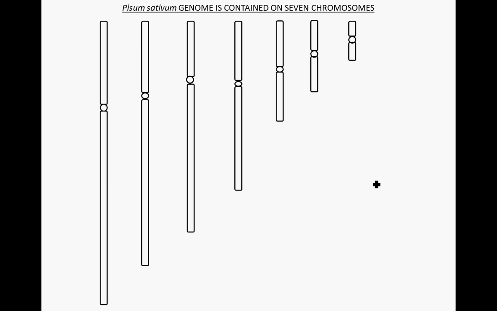And so the loci for these different characteristics are on different chromosomes, right? So this might be the seed color locus right there. And this is the seed shape locus, say, on this chromosome right here. Right? And since all these are on different chromosomes, they assort independently of one another.